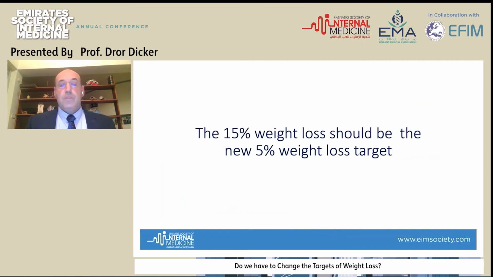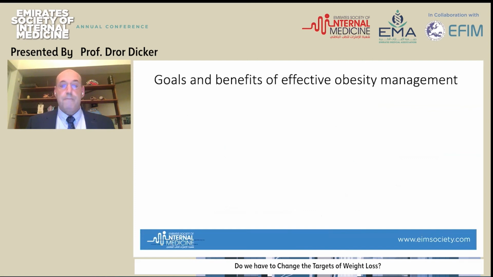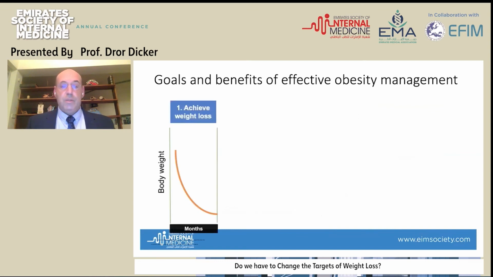So I think that we can conclude that the 15% weight loss should be the new 5% weight loss target. So to the end, I want to emphasize that we have three main goals in effective obesity management. The first one is to achieve weight loss, and we should aim to achieve between 10 to 15% weight loss in order to really treat the cardiovascular risk factors and the other comorbidity.